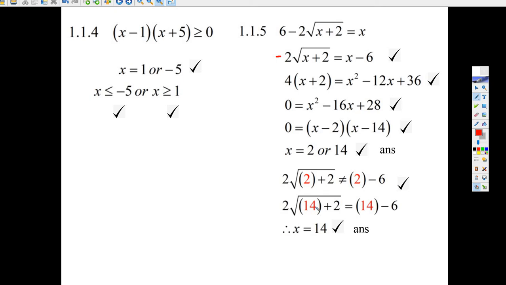But 14 does work. It makes it true. So your answer is 14. And that's how it works.